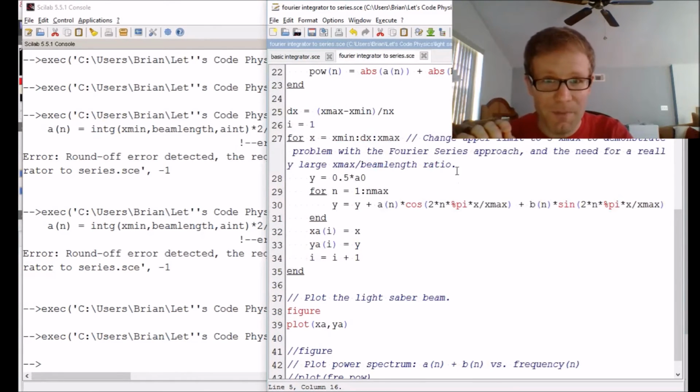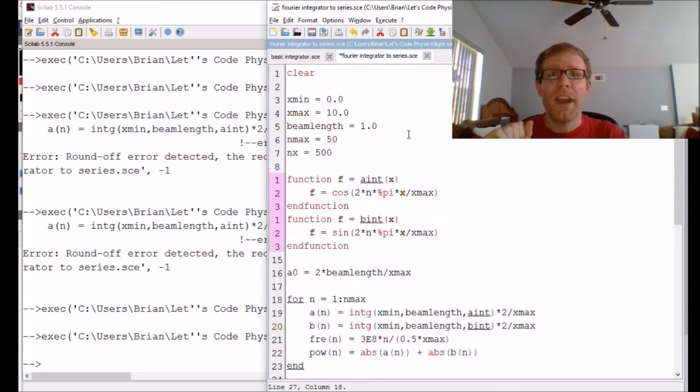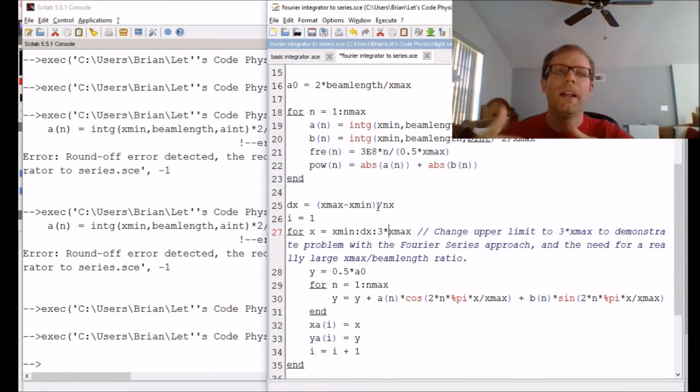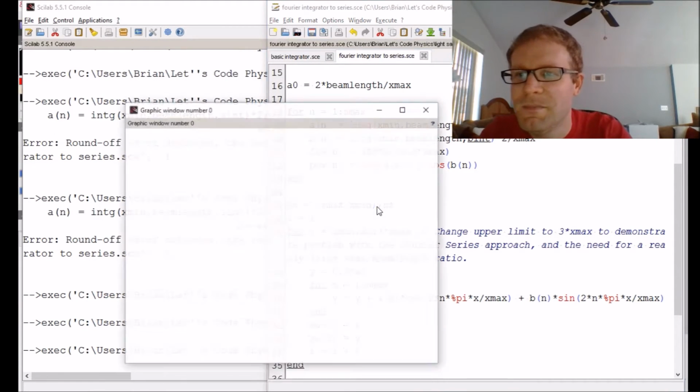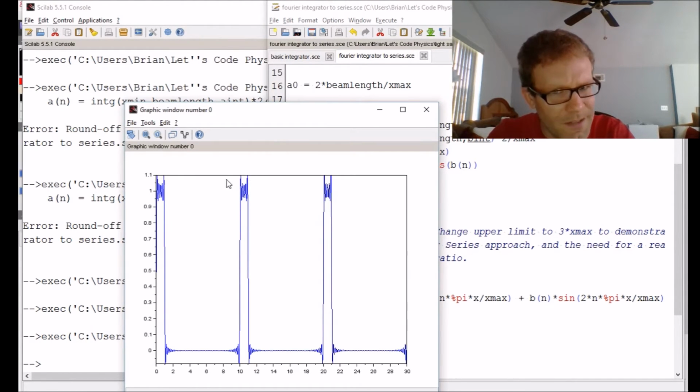There's actually another problem, and I've kind of hidden it from you. Watch what happens when I extend the area that I'm plotting it over. I'm still going to be integrating from 0 to 10, so my lightsaber is valid from 0 to 10. But let's see what happens when I graph it for more than that. You get your lightsaber here from 0 to 1, but then you get another lightsaber here from 10 to 11, and another lightsaber here from 20 to 21.